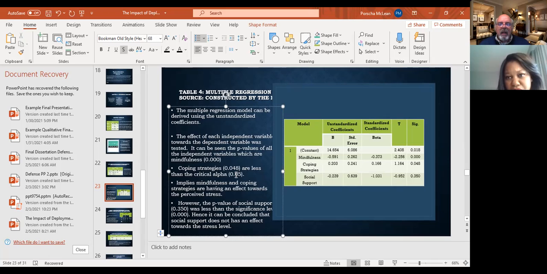All right, the multiple regression model can be derived using the unstandardized coefficients. Now, if you're going to write out the equation, then you would say that. Change model to equation. But most people don't even care about the equation anymore. Okay, we can just get rid of it. Yeah, I would say get rid of that.